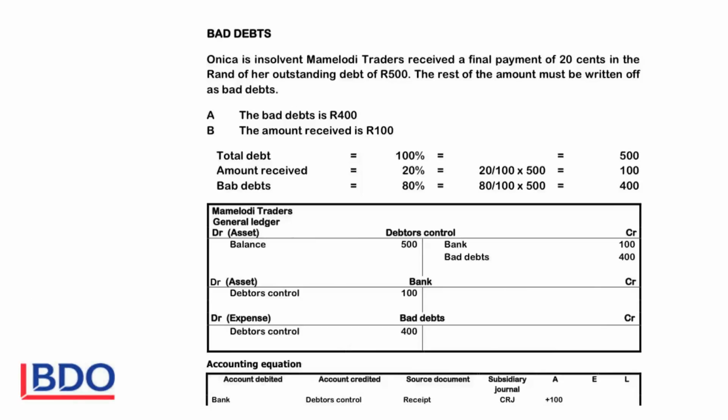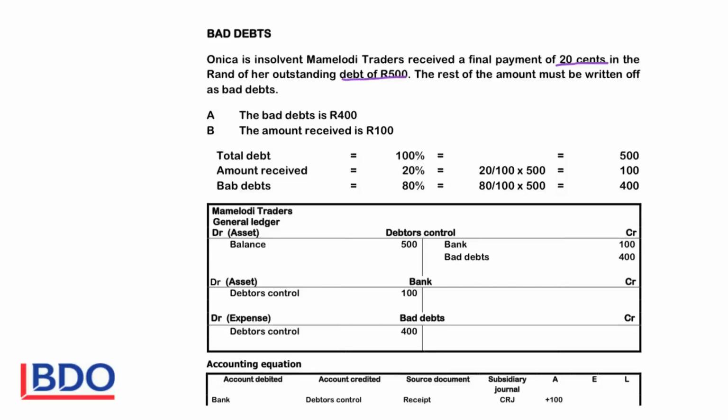When a person is insolvent and the business received a final payment of 20 cents in the rand, they will not receive the total amount that's outstanding. For each rand that she owes, the business will only receive 20 cents. They give us the outstanding debt as 500 and the rest of the amount must be written off.